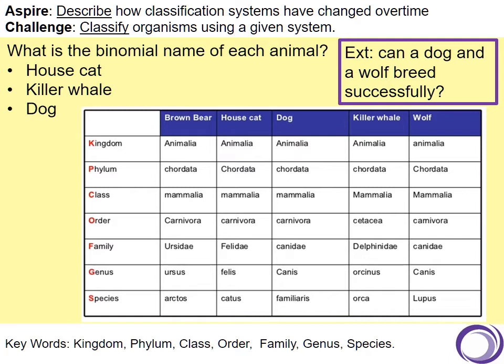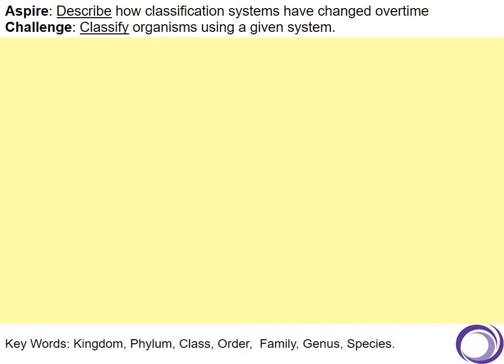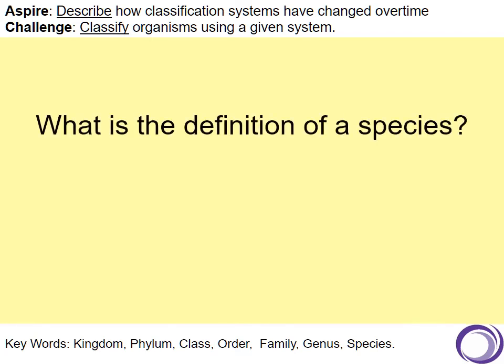It doesn't matter that they're in the same kingdom, the same phylum, the same class, the same order, the same family, and the same genus. They are in different species, so they would not be able to successfully breed together. Okay, so what is the definition then of a species? And I'm just going to give you 30 seconds to see if you can come up with it. We've just looked at it and we have mentioned it in a previous lesson.